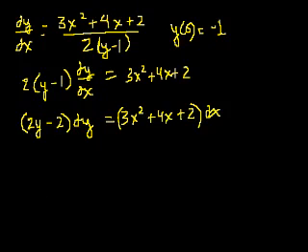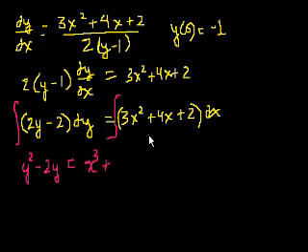And so now I can integrate, and I can integrate in magenta. What's the antiderivative of this expression with respect to y? Well, let's just see. It's y squared minus 2y. I won't write the plus c, I'll just do it on the right-hand side. That is equal to 3x squared. Well, the antiderivative is x to the third plus the antiderivative of 4x, which is 2x squared, plus 2x plus c.